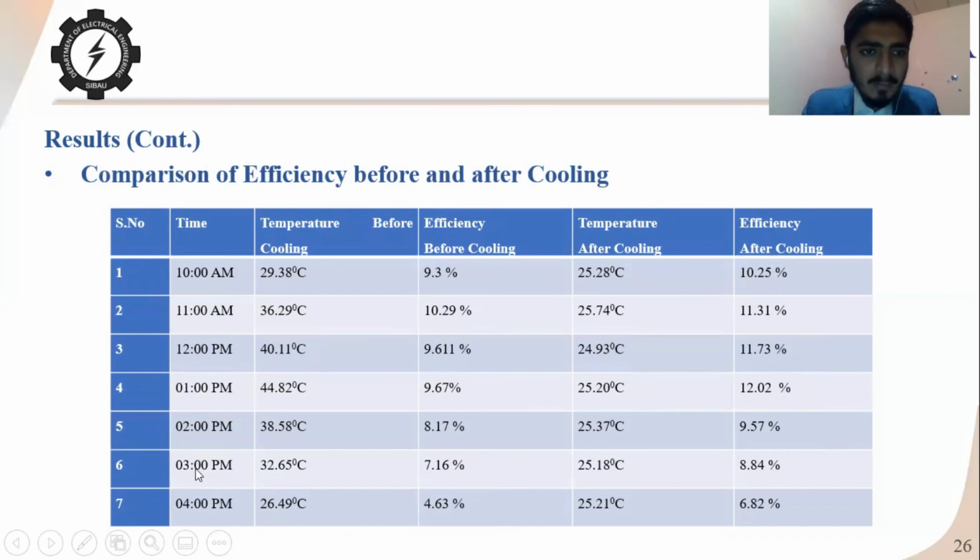But in columns 6 and 7, the efficiency is less due to solar input power. There is less solar input power, and whenever there is less solar input power, the efficiency is less. And solar input power is not in our hands, it's natural. But we can maintain the temperature of the PV panel by using different kinds of systems, and we have used water as coolant.